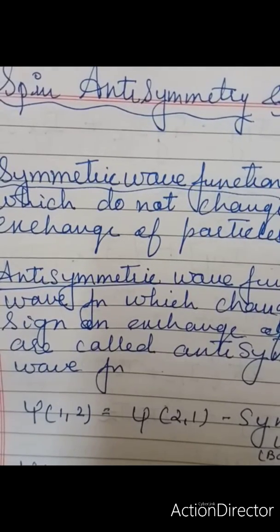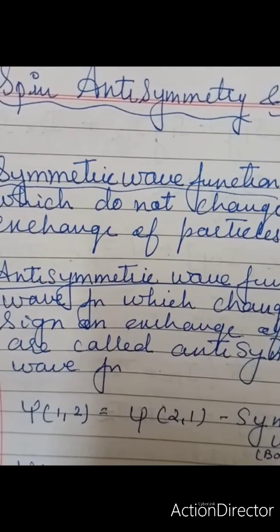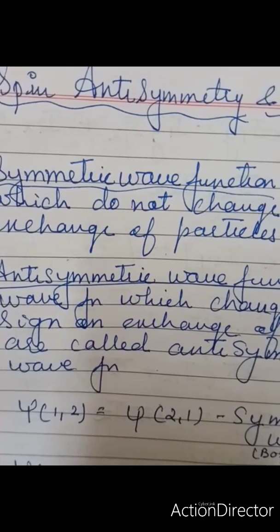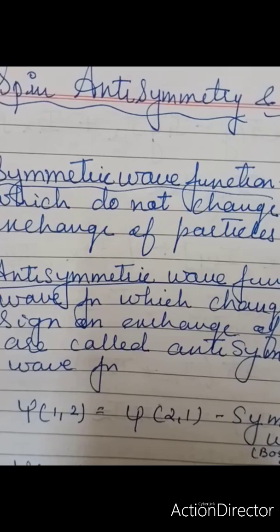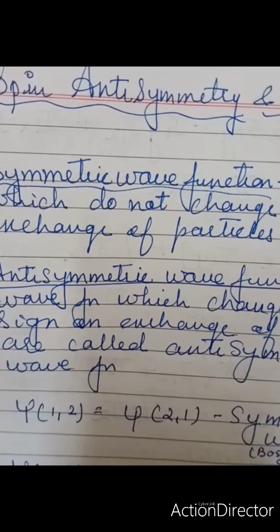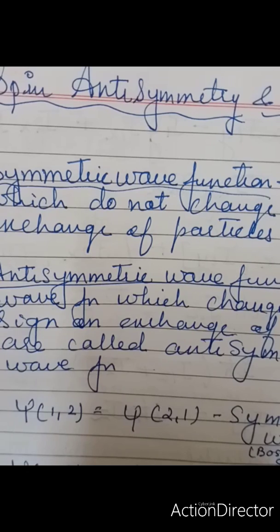In today's video, let us discuss the symmetric wave function and the antisymmetric wave function, which is known as spin symmetry and spin antisymmetry, and Pauli's exclusion principle. Now, as we know, symmetric wave functions are those wave functions which do not change their sign if you are exchanging the particles, while antisymmetric wave functions change their sign on exchange of particles.